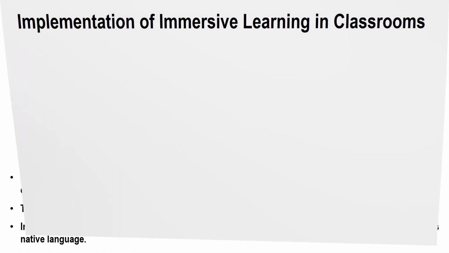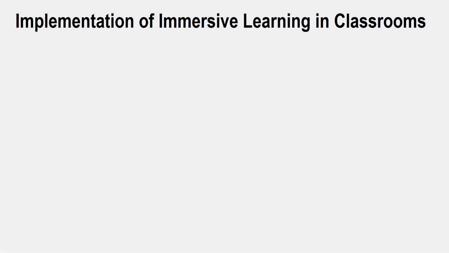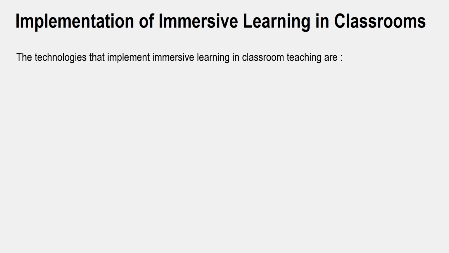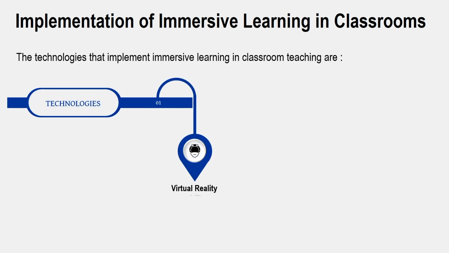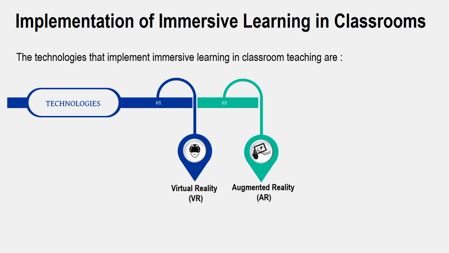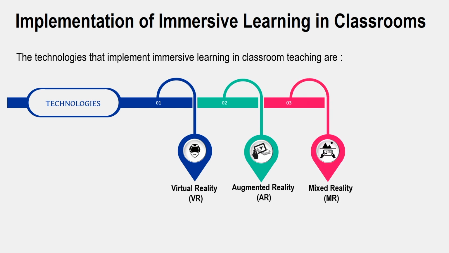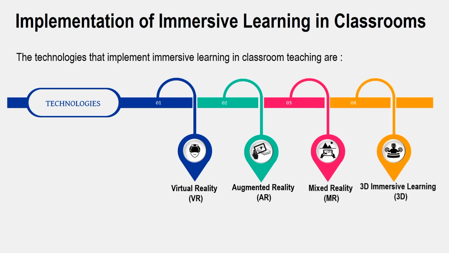Nowadays people are using new technologies like augmented reality and virtual reality to mimic this immersion learning even in technical education. So, how do we implement immersive learning in classrooms? The technologies that implement immersive learning in classroom teaching are virtual reality, augmented reality, mixed reality and 3D immersive learning.